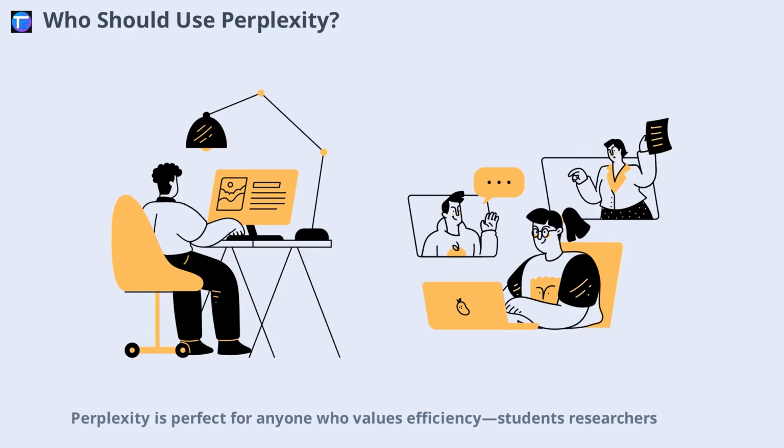Perplexity is perfect for anyone who values efficiency: students, researchers, professionals, and creators alike. Whether you need quick answers, deep research, or automated updates, Perplexity adapts to your workflow. Its flexibility means you can use it for everything from daily news to building custom dashboards. If you want to save time and boost productivity, Perplexity is worth adding to your toolkit.